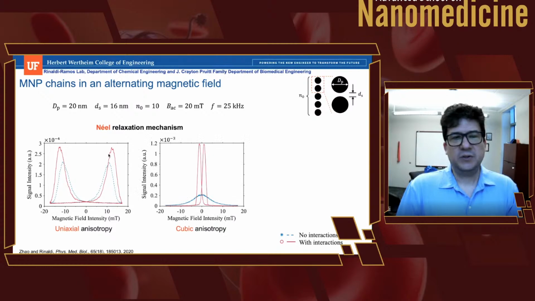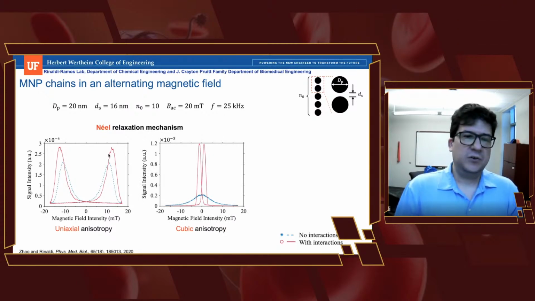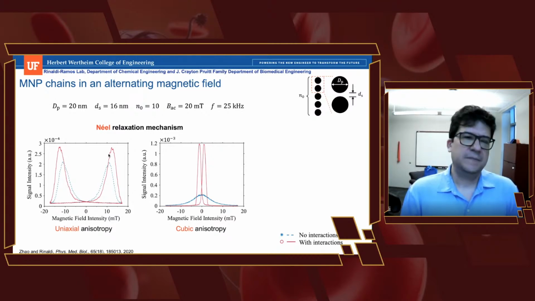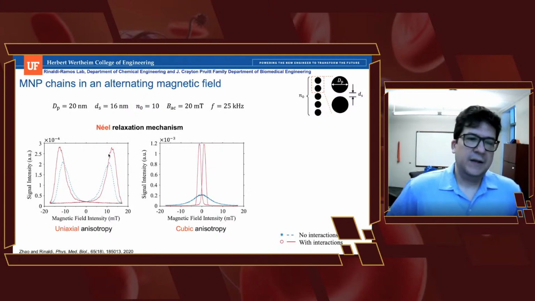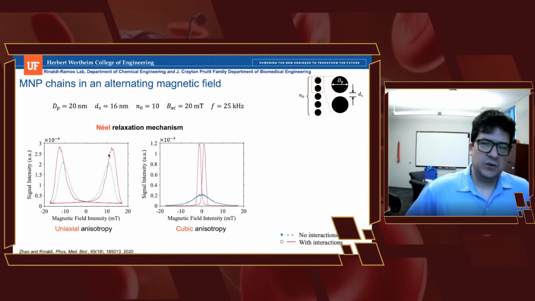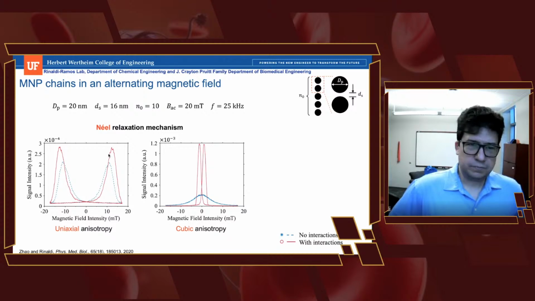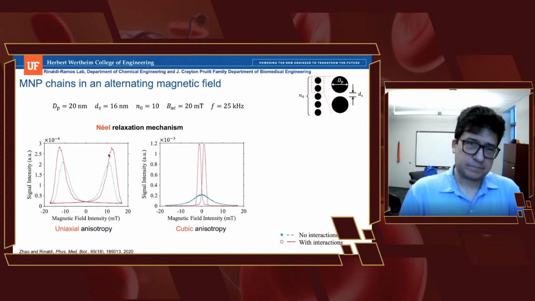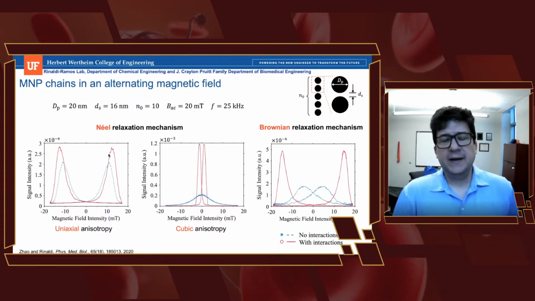For cubic anisotropy, the result is even more striking. Here you can see that with no interactions, you have a very broad point spread function. And with interactions, you see a much sharper point spread function, and also a significant 6-fold increase in signal intensity. This is really exciting. The idea that you can have a particle where, depending on whether you have interactions or not, you get such dramatic improvement in signal intensity and resolution is very exciting.